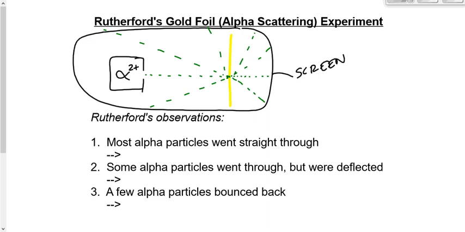The vast majority of the atom is empty space because the vast majority of these alpha particles went straight through. So we're going to say most of the atom of gold, but that can be extended to any atom. Most of the atom is empty space. Some of them went through but were deflected.